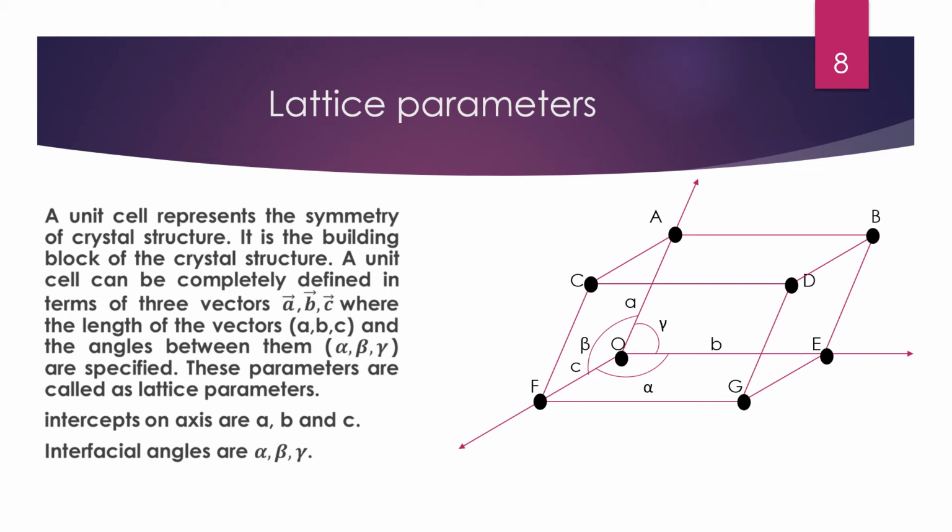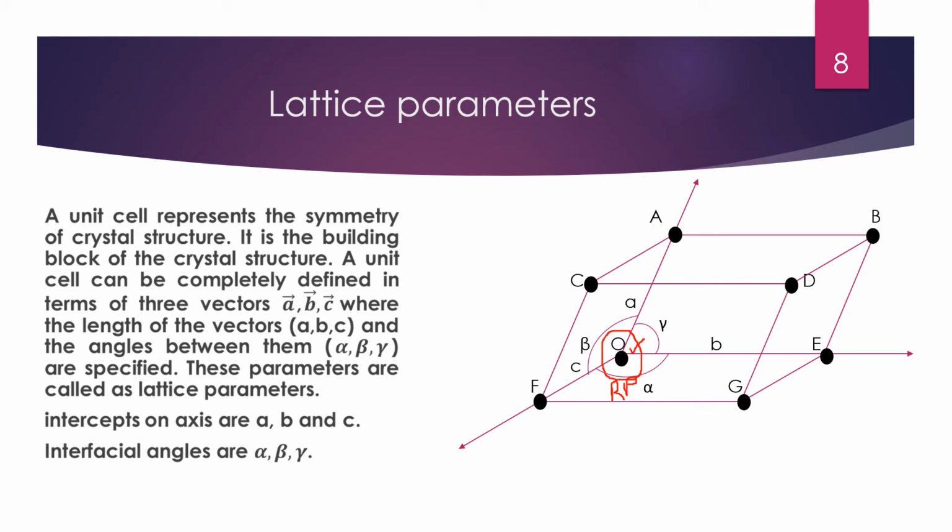Now let us check these parameters in the given diagram. In this diagram, we have shown a three-dimensional lattice structure. Total 8 points are there. All points are at the corners of the unit cell, so it is a primitive unit cell also. If we take the central point, that is O, as our reference point, this O lattice point is the reference point.